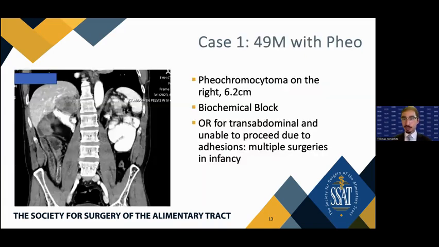So the first case I'm going to present is a 49-year-old gentleman with a pheochromocytoma, 6.2 centimeters. He's been blocked. He was taken to the OR for a transabdominal approach, but due to multiple adhesions from multiple surgeries in infancy, they were unable to proceed. The team contacted me, and in the same admission, I assessed him and was able to do this retroperitoneoscopically.